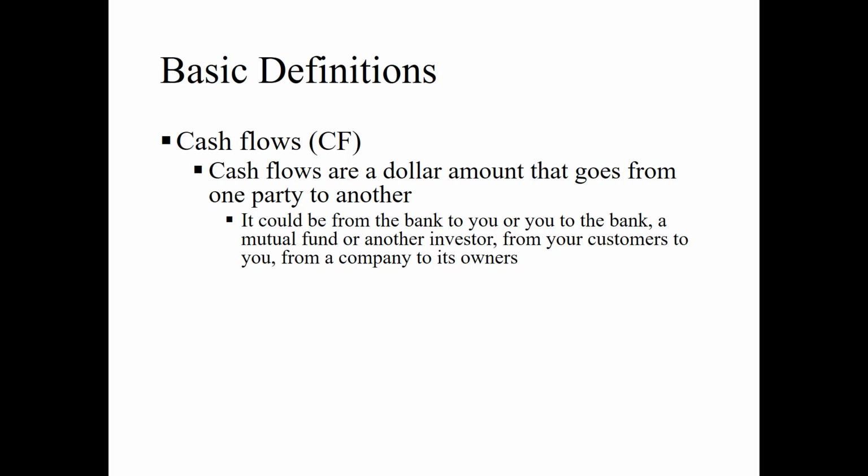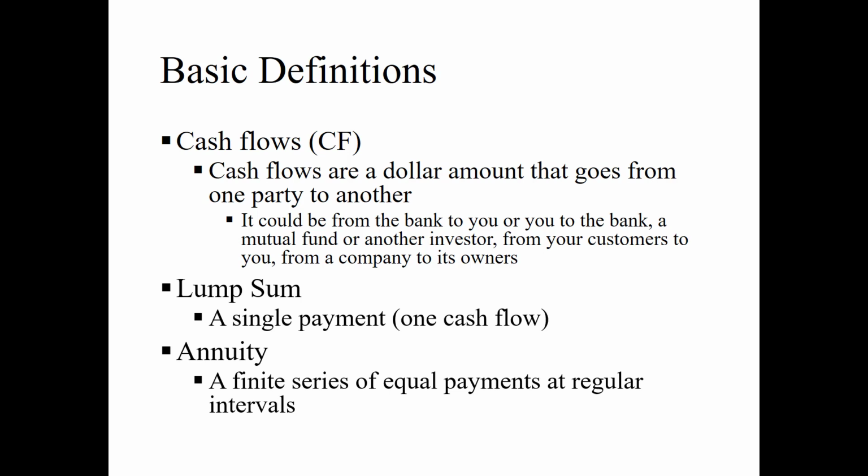And cash flows can be either a lump sum, which is a single payment or one cash flow. So if we see a lump sum, that means it's a single payment. Or an annuity, where we say that an annuity is a finite series of equal payments at regular intervals.